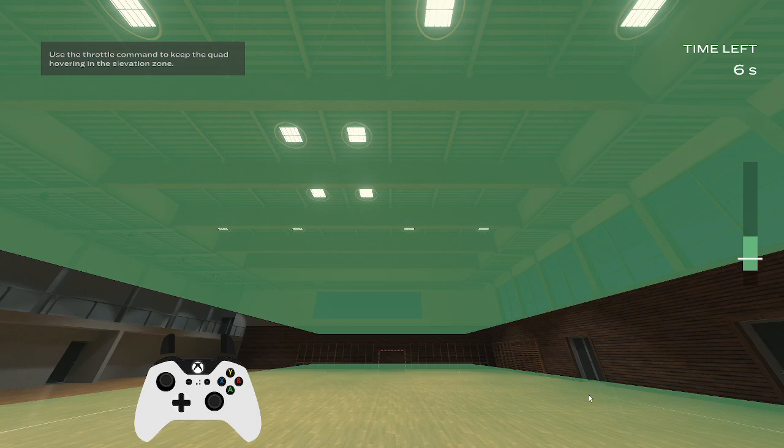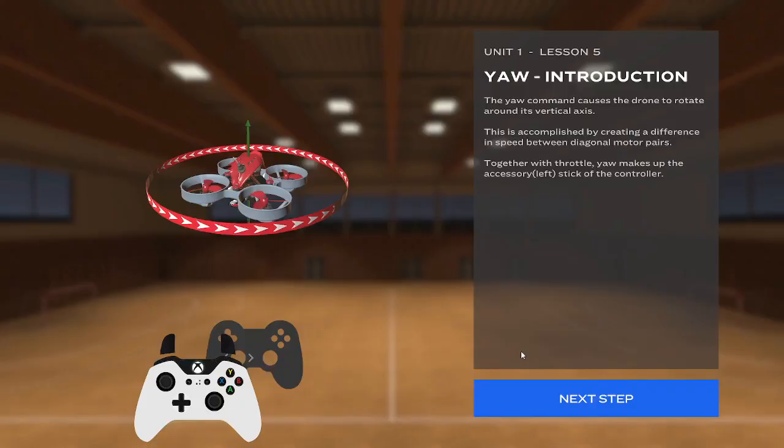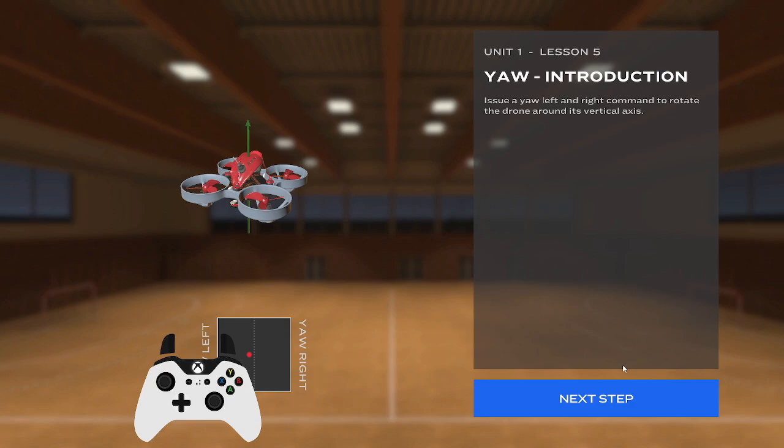The yaw command causes the drone to rotate around its vertical axis. This is accomplished by creating a difference in speed between diagonal motor pairs. Together, the throttle and yaw make up the accessory left stick of the control. I call that spin, but that's yaw. Okay. Issue yaw. Alright. That's yaw.